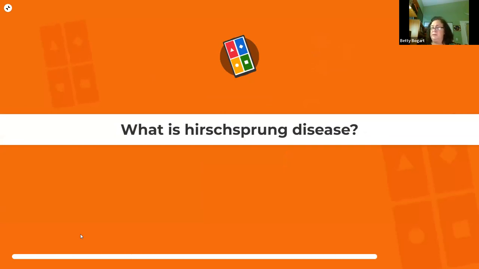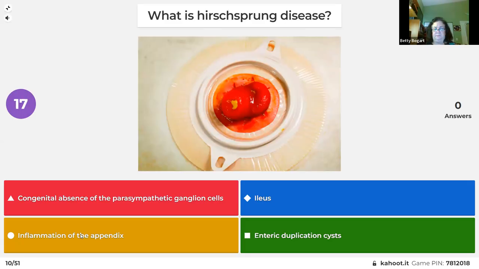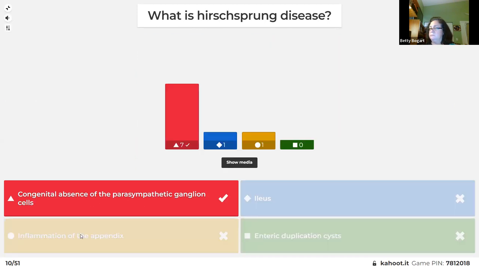What is Hirschsprung's disease? So Hirschsprung's disease is called the absence of parasympathetic ganglion cells. That just means there's no nerves in there. There's nothing that causes peristalsis. There is nothing that has nerves. They don't feel it at all.